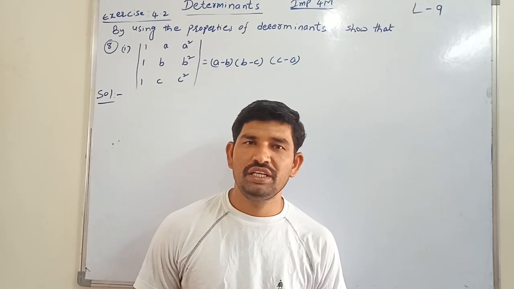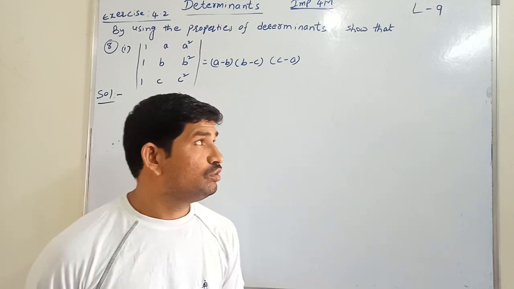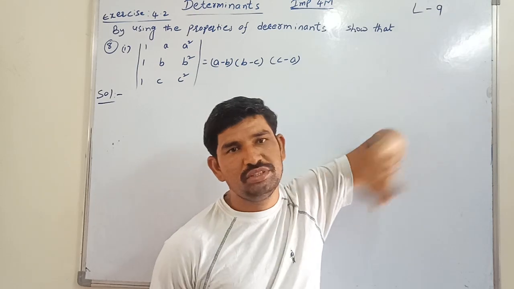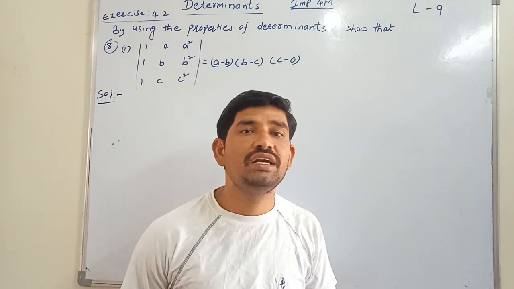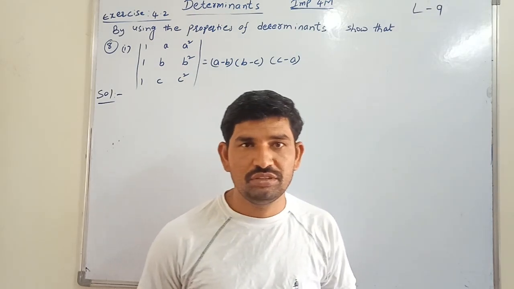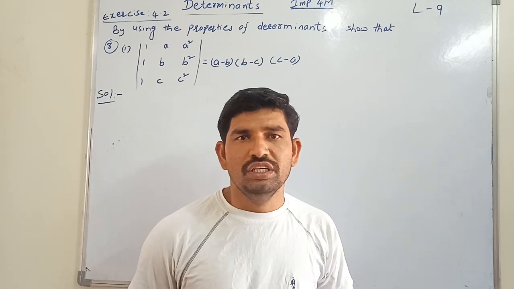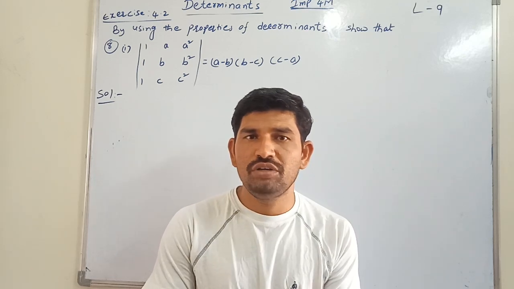Today we are going to continue the determinant chapter. The class number, that is the lecture number, is 9. It means we have already completed 8 lectures in the determinant chapter. This is the 9th lecture we are going to continue here.